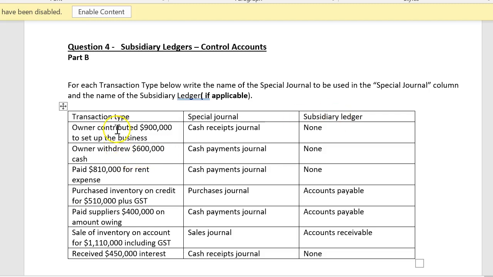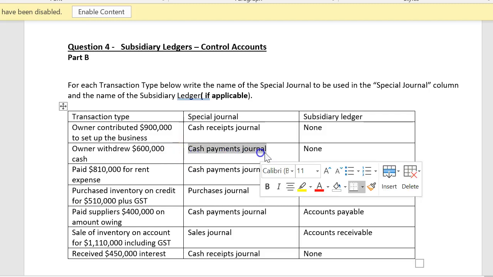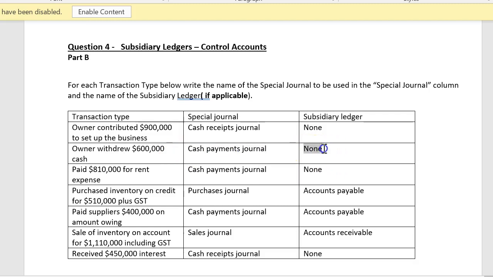Now it says the owner contributed $900,000 cash to set up the business. Now that's a cash inflow which is recorded in the cash receipts journal. Now there is no accounts payable or accounts receivable, so there is no subsidiary ledger. Second, owner withdrew $600,000 cash. Again, when the owner takes cash out of the business, it is recorded in the cash payments journal. There is no subsidiary ledger affected.